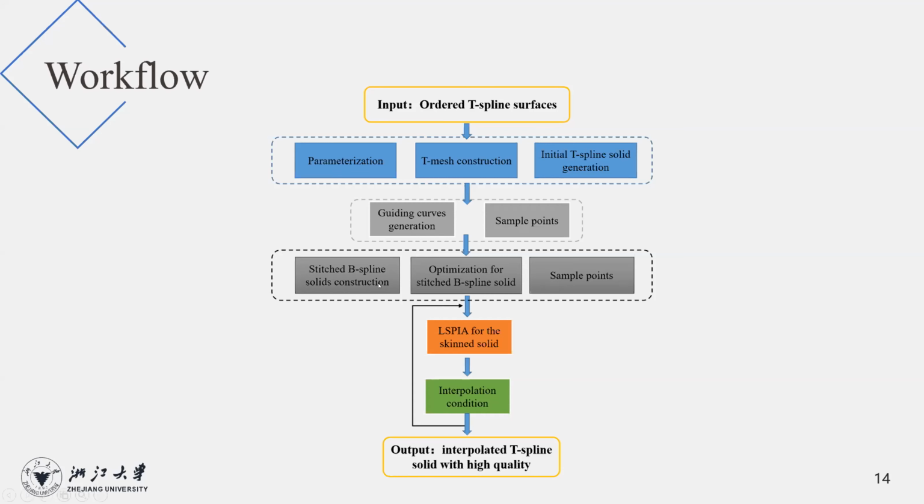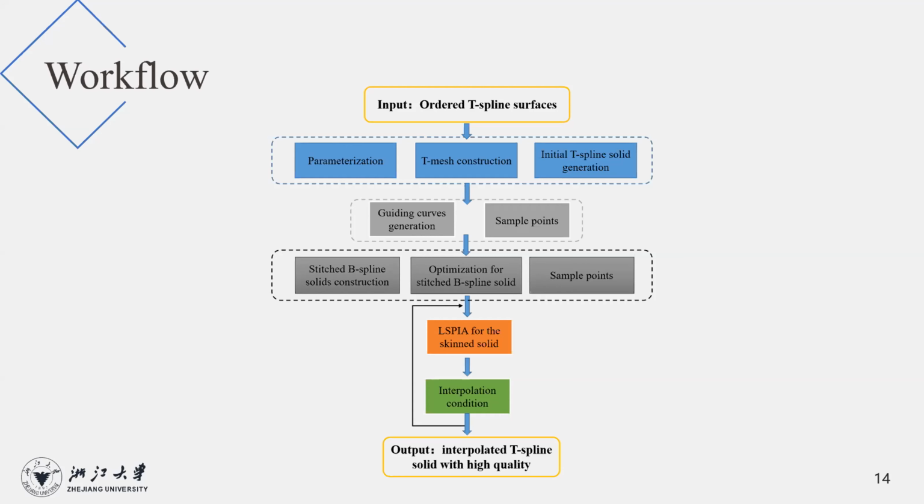To be specific, after sampling data points on the guiding curves, several stitched B-spline solids are constructed, and the optimization algorithm is performed for the stitched B-spline solids. We resample data points from the optimized B-spline solid as the fitting points. It is noted that a B-spline solid is constructed between two given T-spline solid surfaces, and the adjacent B-spline solids are zero continuous in the common boundary surface.